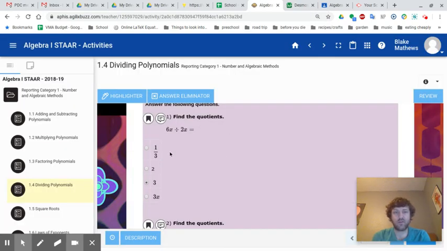So just starting with the first question, 6x divided by 2x, what does it equal? Now, you could easily solve this and know that the x's will cancel, and the 6 and 2 will reduce to make 3. So that's how you could do it mathematically, and we're not going to do that right now. We're going to look at Desmos.